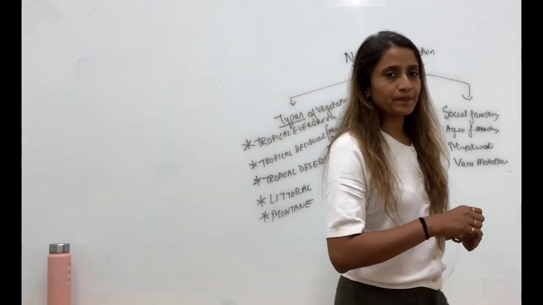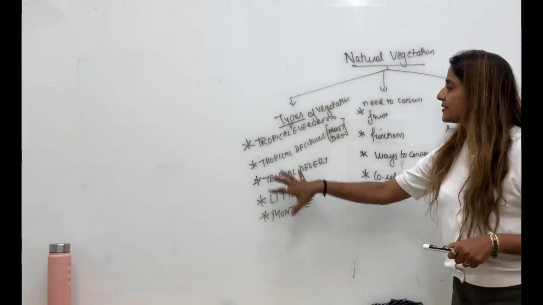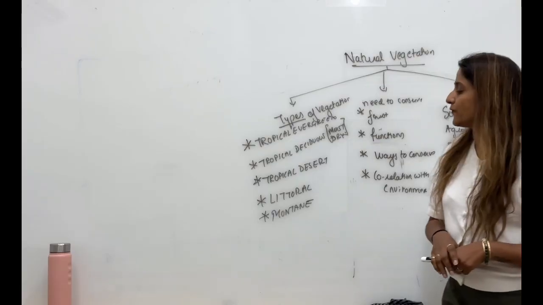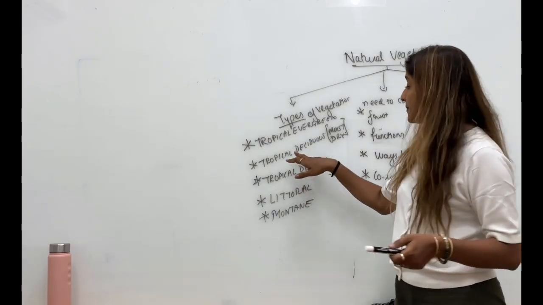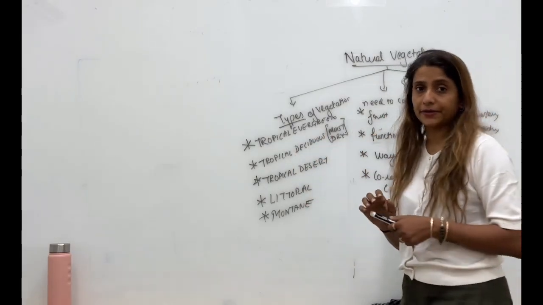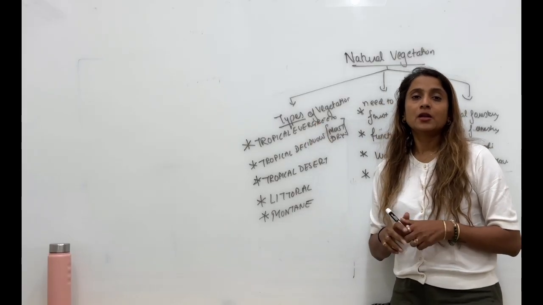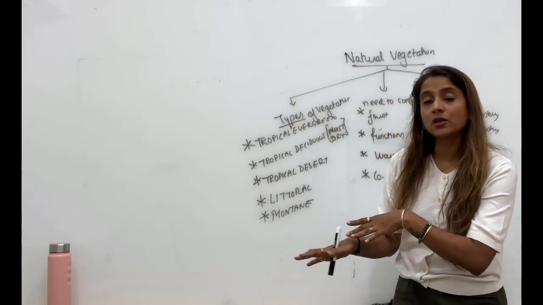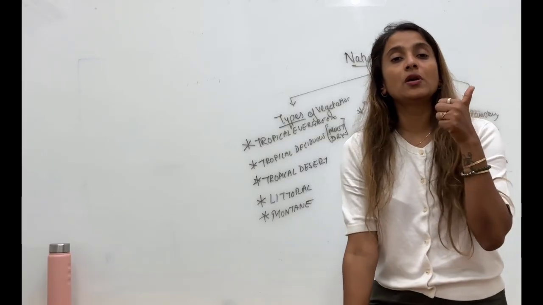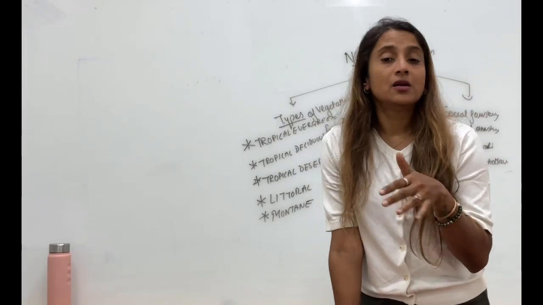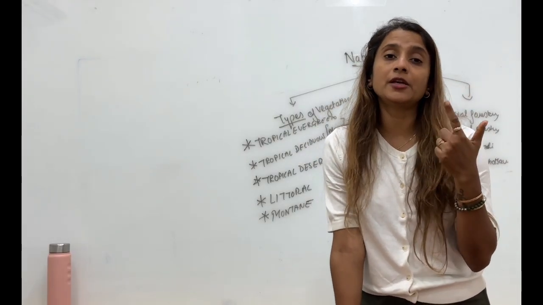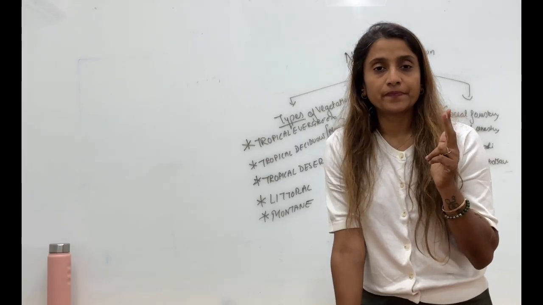Natural vegetation. First let's understand the 6 different types of vegetation. You all have 6 because I am splitting tropical deciduous into 2 categories. Tropical evergreen forest. With respect to all the vegetation, you need to know the climatic condition very well: rainfall, humidity and temperature.